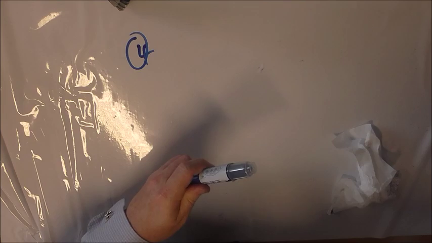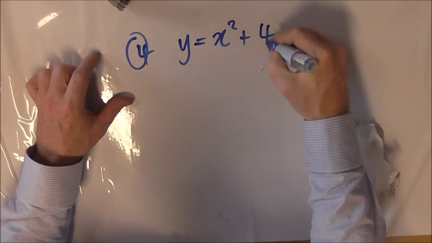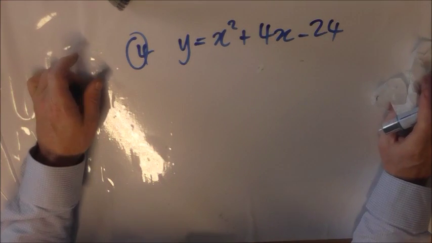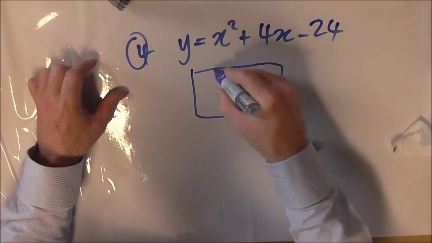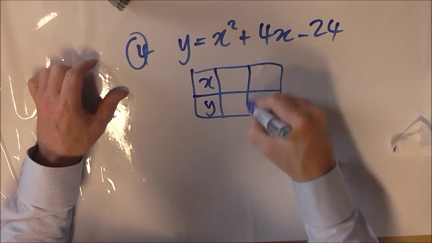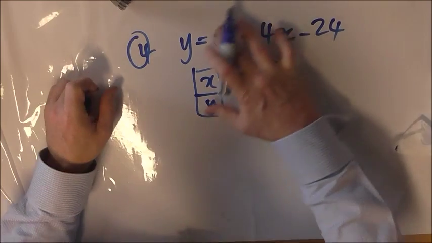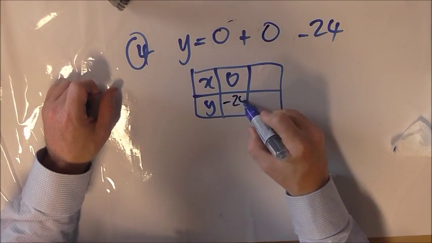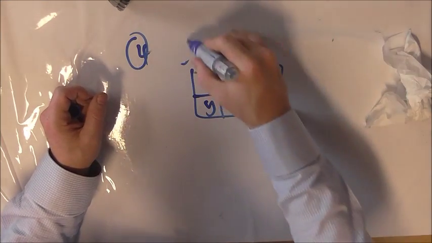Question number 4. So we have to graph this. It'll be a bucket. It wants us to show intercepts and the turning point. Okay, how do you get the intercepts out of these? With a quick table. If x equals 0, then this is 0 squared, which is 0, plus 4 times 0, which is 0, minus 24, that's negative 24. But what if y was 0? You get this.